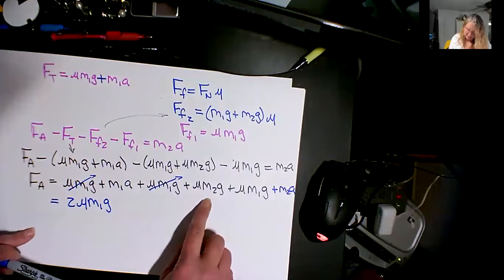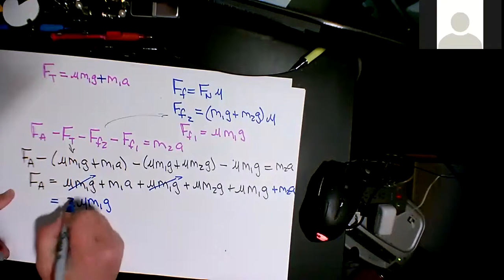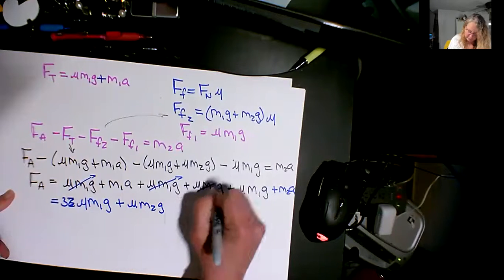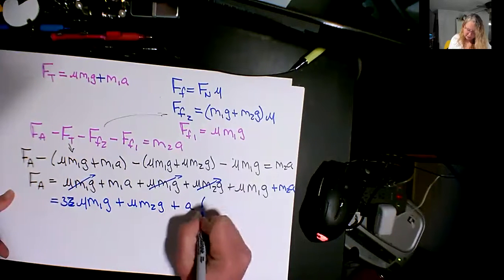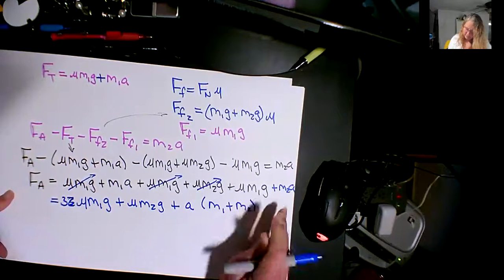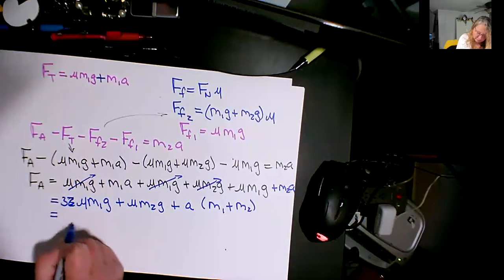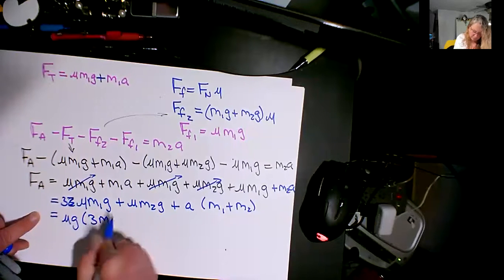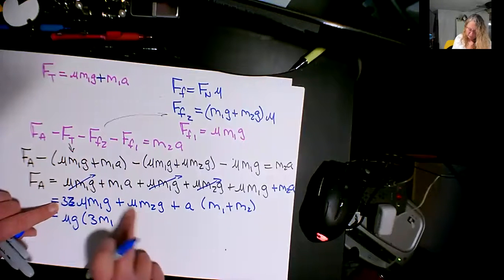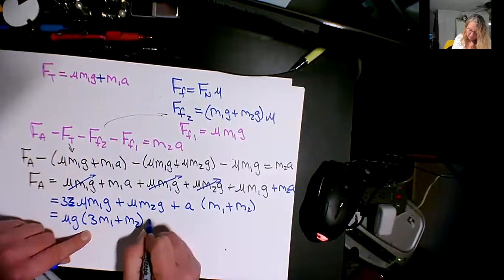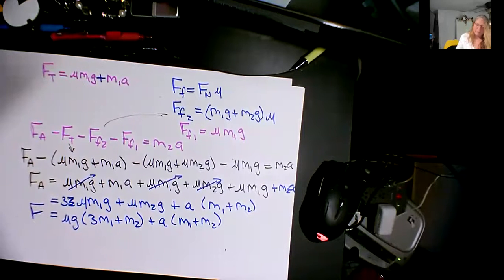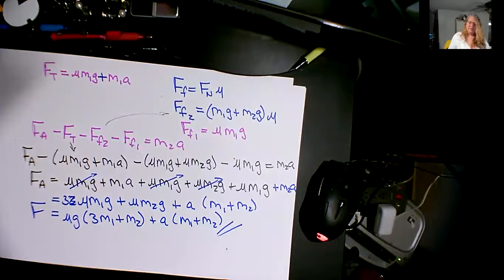Let's see, and then I have mu m1g, mu m2g. Do I have 3? I think you have 3. I do, m1g's. Yep. Plus mu m2g. There's that piece. Plus acceleration times mass 1 plus mass 2. That's just those two pieces. I feel like I can simplify this a little bit more. So I can go mu g times 3 mass 1, so 3 mass 1, mu g is out, plus mass 2, plus acceleration times mass 1 plus mass 2. And all of that is my applied force. Done.